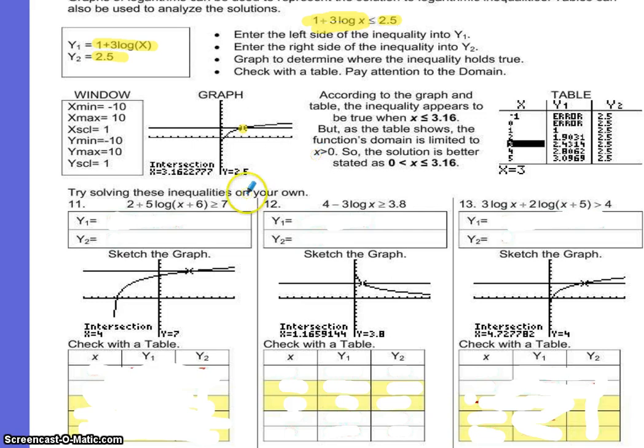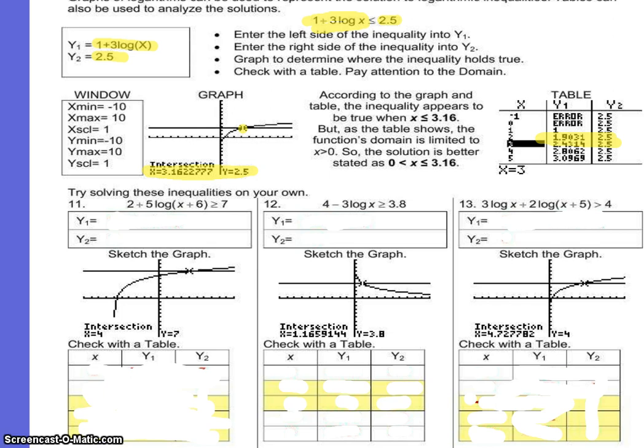Then, according to the graph and the table, the inequality appears to be true where x is less than or equal to 3.16, because it's going to give you the point of intersection. Then you'll have to look at it to see where that part is true. And we've done this before, so that should be kind of familiar to you. Because I want the numbers to be less than or equal to 2.5, where is that going to be at? The numbers appear. So that's what we're going to do. We're going to shade the actual part. So let's take a look at number 11.